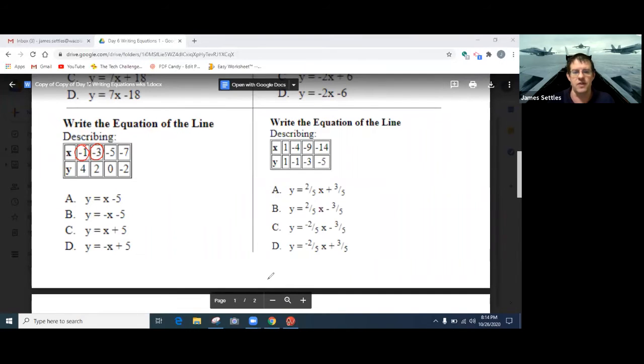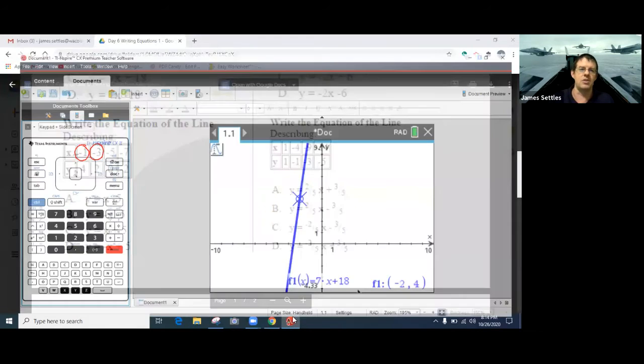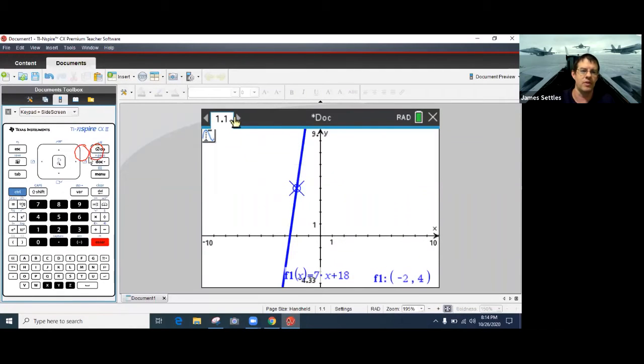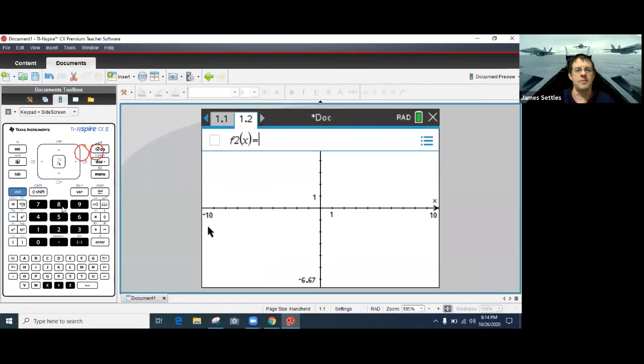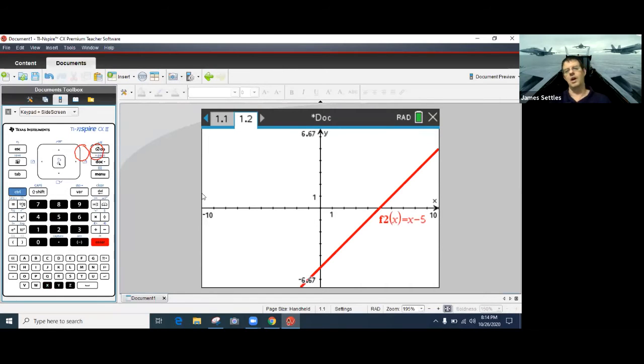So it's x - 5. Remember that every time you start a brand new problem, you start a brand new graph. Okay, and so I think we said x - 5. All right, so we hit enter.